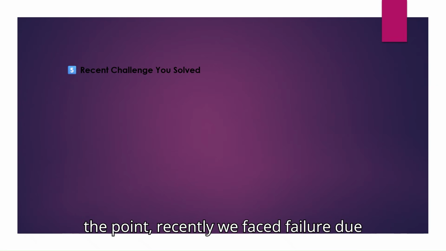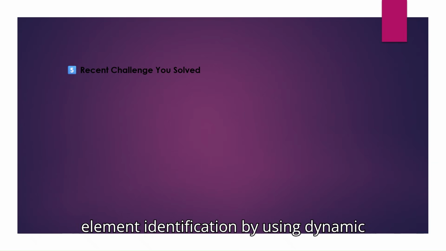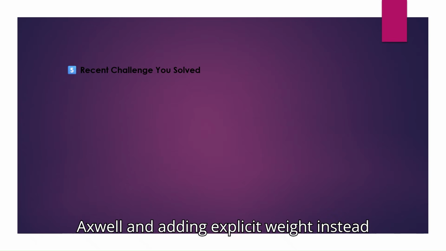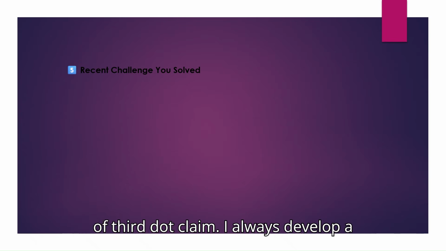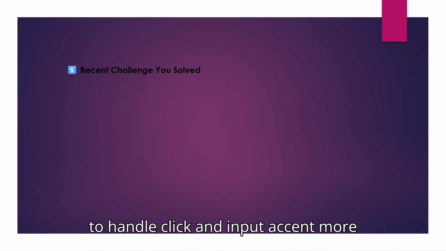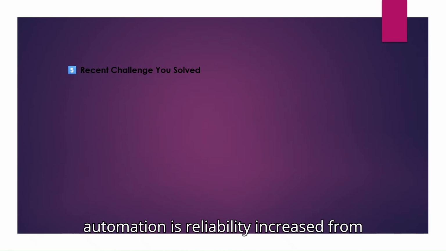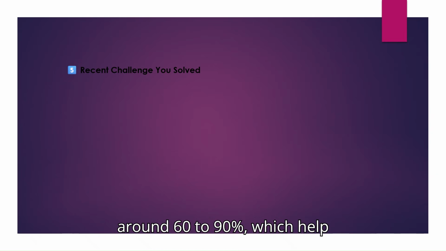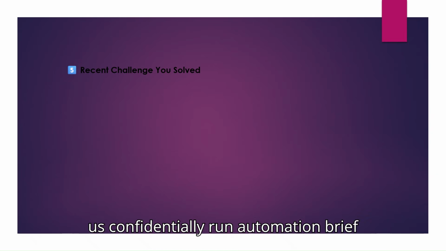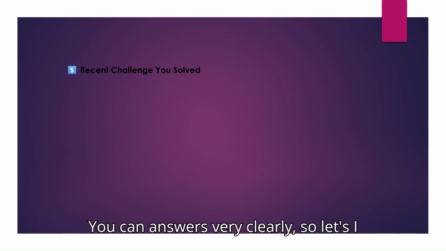Recently we faced failures due to dynamic web elements after UI changes. I investigated and improved the element identification by using dynamic XPath and adding explicit waits instead of Thread.sleep. I also developed a reusable wrapper method in the base class to handle click and input actions more reliably. After these improvements, flaky tests reduced significantly and automation stability increased from around 60 to 90%, which helped us confidently run automation before release. So that is the way you can answer very clearly.